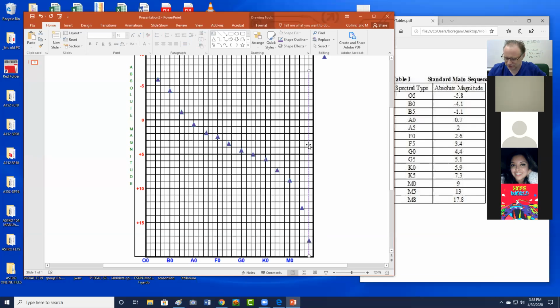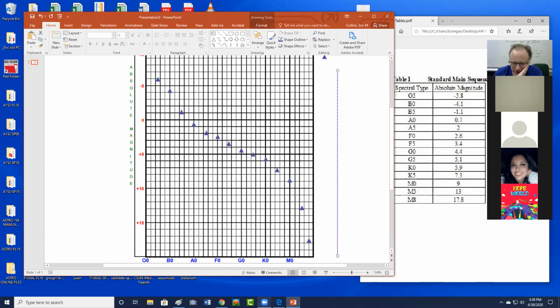Let me pull this over. So you see how this is going to work? So as long as you see how to graph one of these points, you can graph all of the points. You just have to be patient with yourself and just keep doing it.